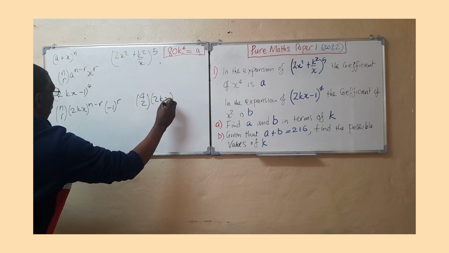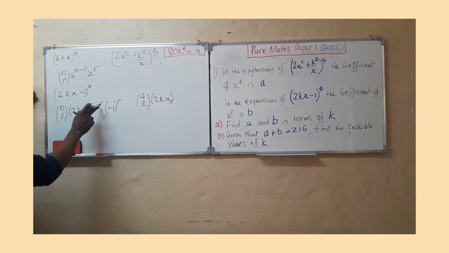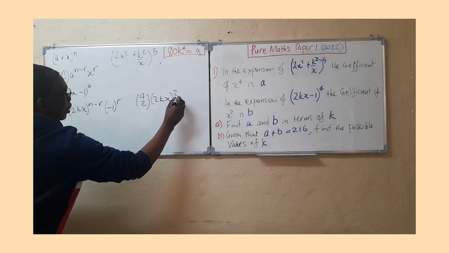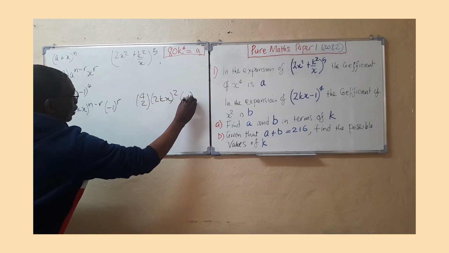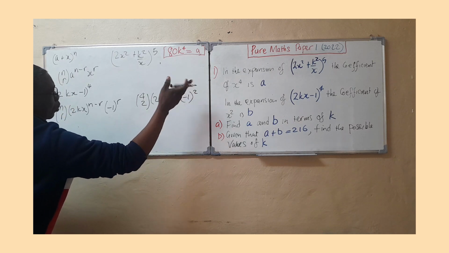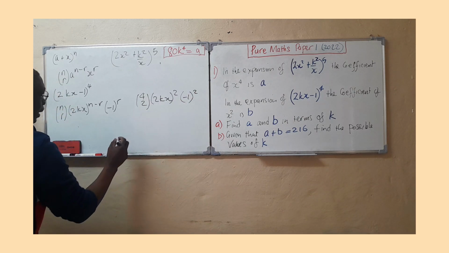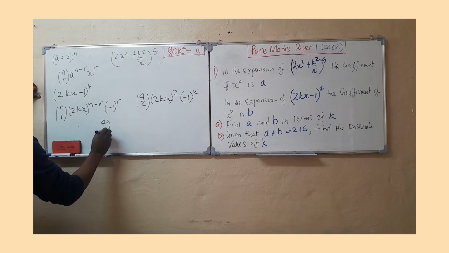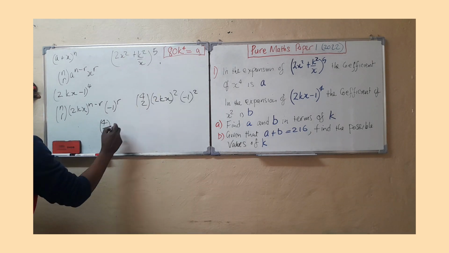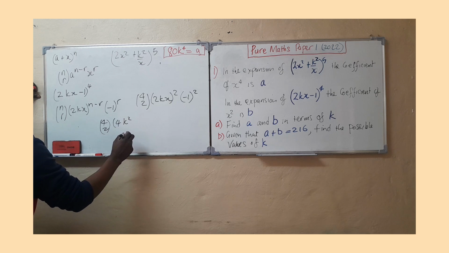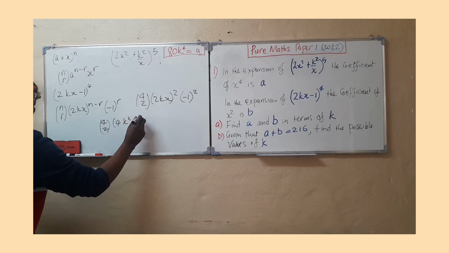Multiplying 2kx, we found that r is 2 and n is 4, this will be 2. Minus 1 to the power r, which is 2, so minus 1 to the power 2 is just 1. So our term will be 4C2, 2 squared will be 4, and k squared there, and of course our x squared.